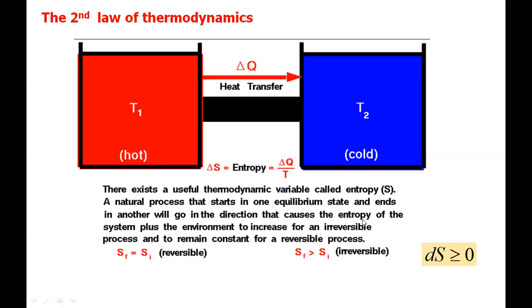A natural process that starts in one equilibrium state and ends in another will go in the direction that causes the entropy of the system plus the environment to increase for an irreversible process and remain constant for a reversible process. So the final entropy equals the initial entropy, and in this case we call it a reversible process. If the final entropy is greater than the initial entropy, this is called an irreversible process. And always dS, the change in entropy, is greater than or equal to 0.